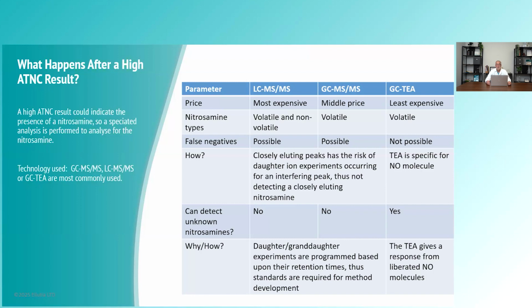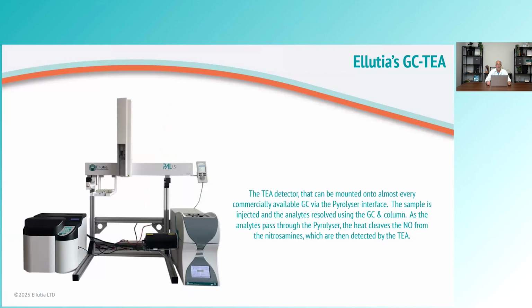MS/MS methods can also result in false negatives, and you also need to have standards for every nitrosamine that you wish to detect, simply to ensure that you have the correct retention time, and then daughter and granddaughter ion concentrations and ratios. The GC-TEA, however, does not require you to have standards for every nitrosamine present.